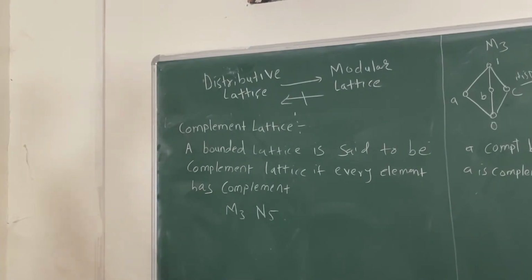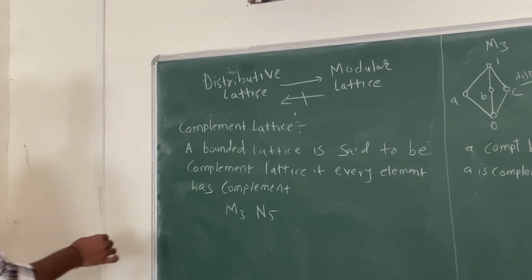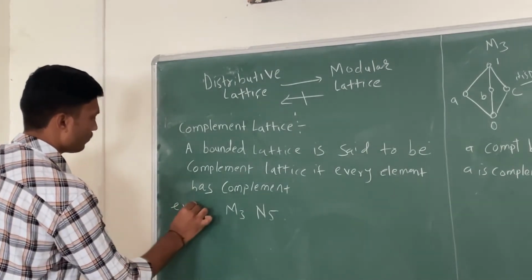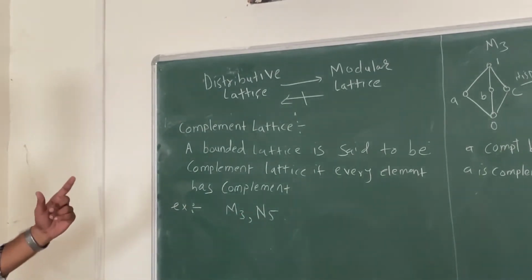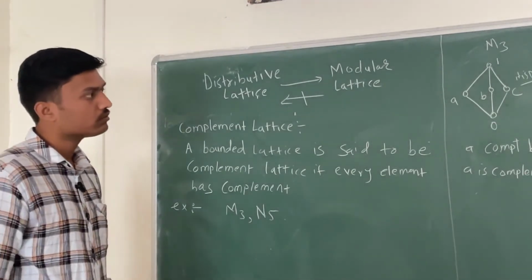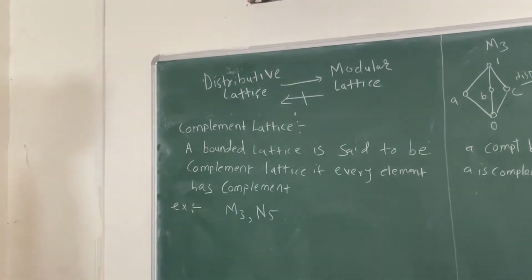And what are these? These are just examples. We have seen today M3 and N5, right? Here we have seen M3. I will draw a diagram of N5. First, at least try to understand for M3. You can see that every element will have at least one complement there. Are you following? We have seen already for A, B, C, right? And for 0, what is the complement of 0? 1, right? Yes or no?